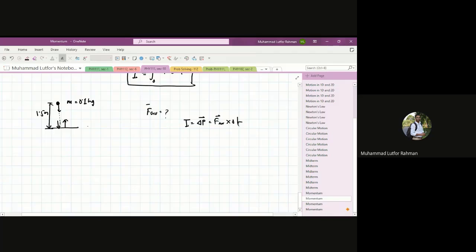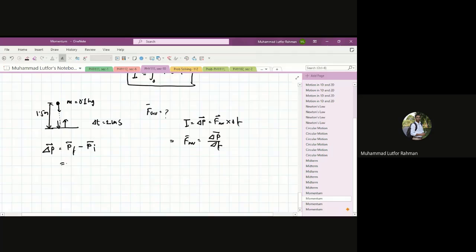Say I give that the collision time, when the ball strikes the ground, delta T, as 2 milliseconds. Then if I want to find the average force from there, the average force should be delta P divided by delta T, right? I have to find that delta P now. What will be the delta P? Delta P is the momentum final minus the momentum initial.